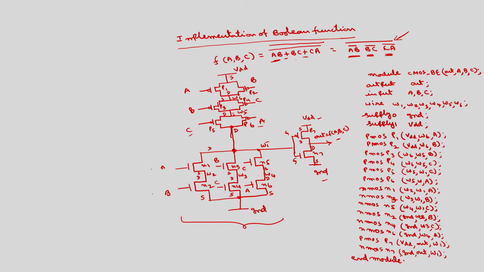This is how you can implement any Boolean function, and you can write the corresponding Verilog code in this manner. We will discuss the pull-up and pull-down networks, if you do not consider the transistors in the ideal case, in the next lecture. Thank you.